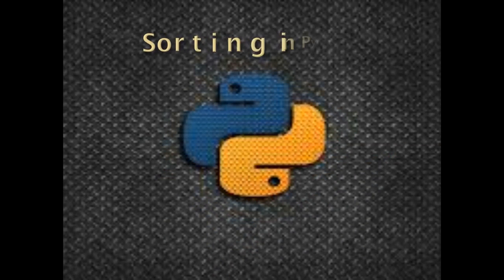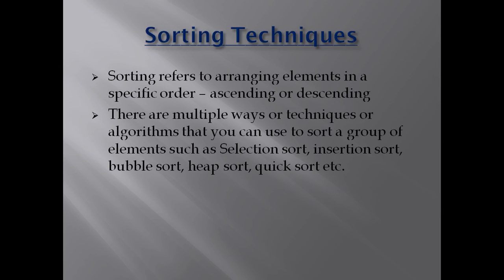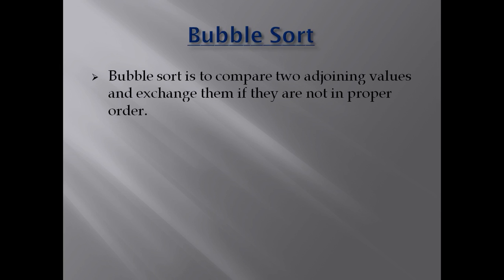Today we are going to start with sorting in Python. What is a sorting technique? Sorting means arranging elements in ascending or descending order. There are many techniques available like selection sort, bubble sort, insertion sort, quick sort, etc. Today in this video we are going to see bubble sort.